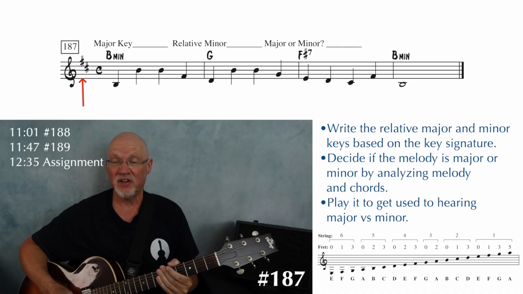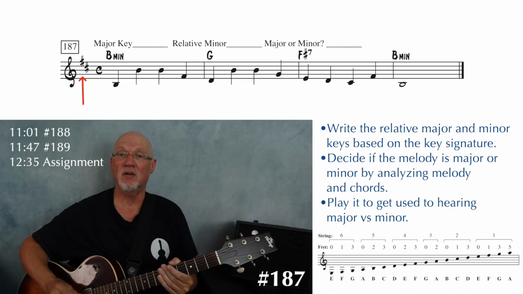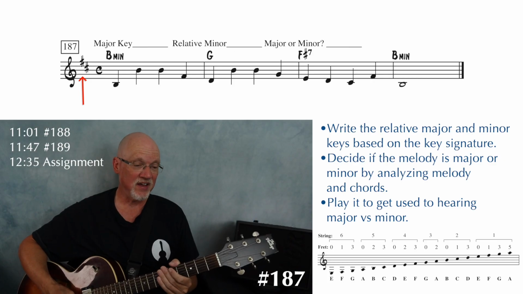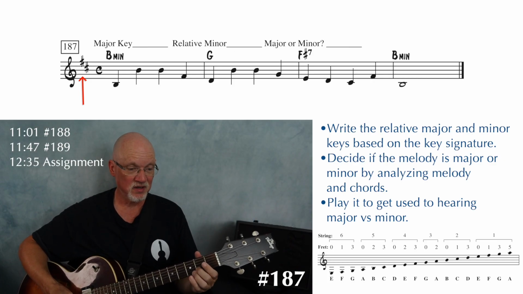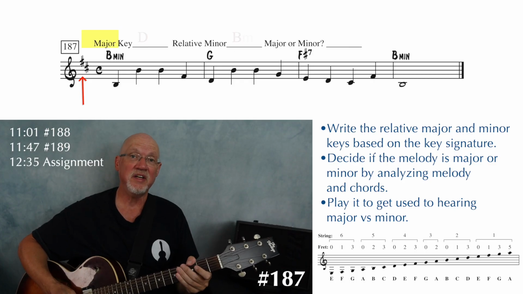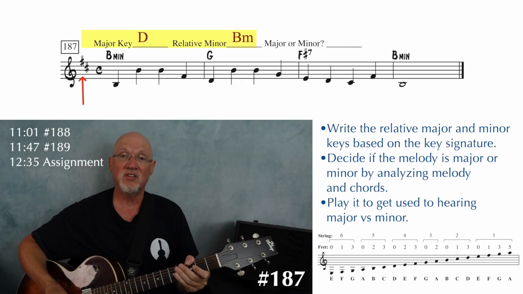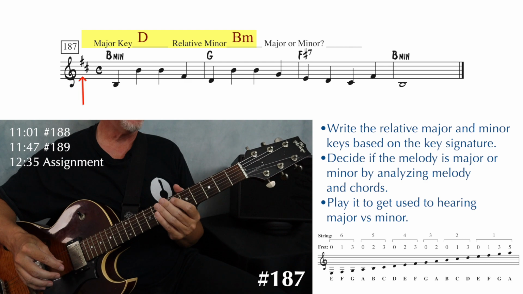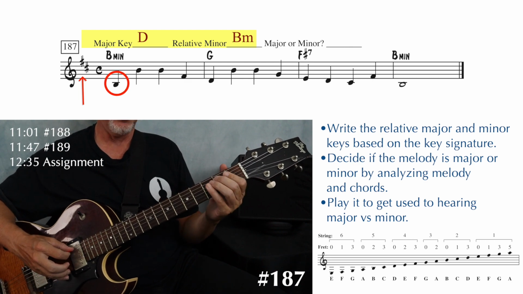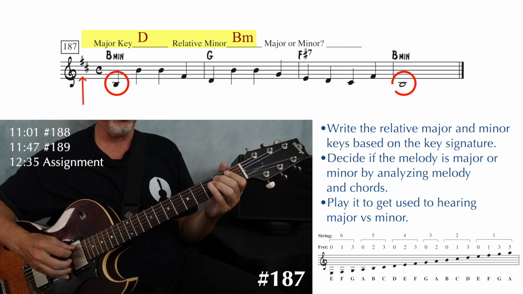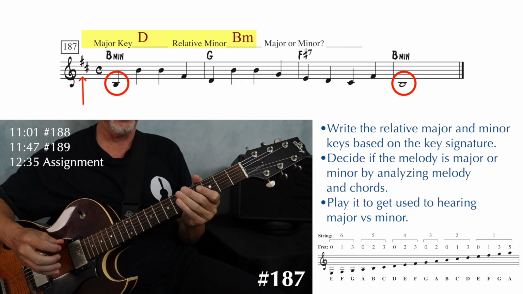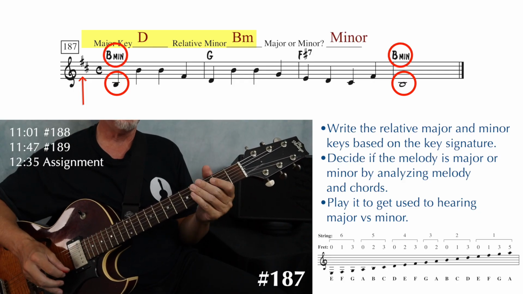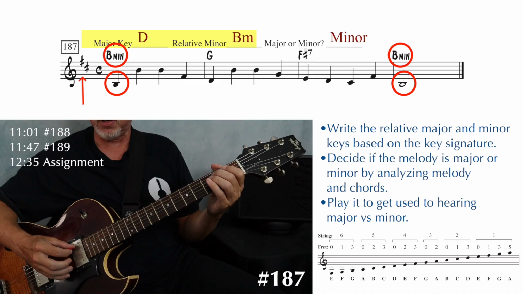Number 187 has two sharps. Remember to name our major sharp key, we take the last sharp in the row, that C sharp, raise it 1 fret or a half step, find yourself on a D. So if this is in major, it's in the key of D major. The relative minor of D major is B minor. This one's a pretty clear case. We have a B note at the beginning, a B note at the end, and we begin and end on a B minor chord. So yeah, key of B minor for sure.